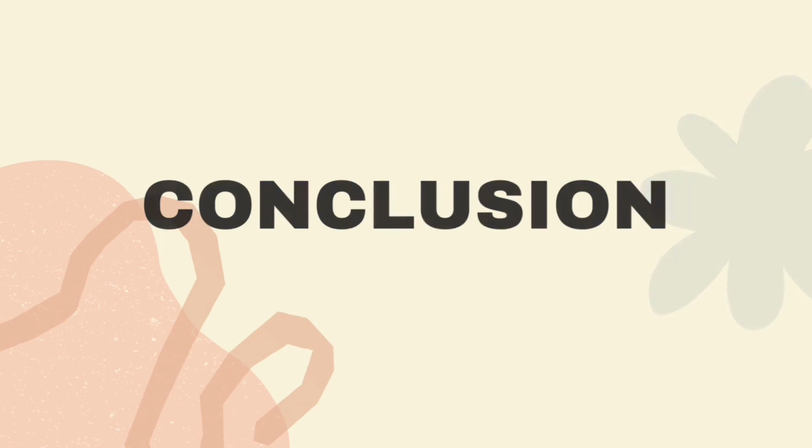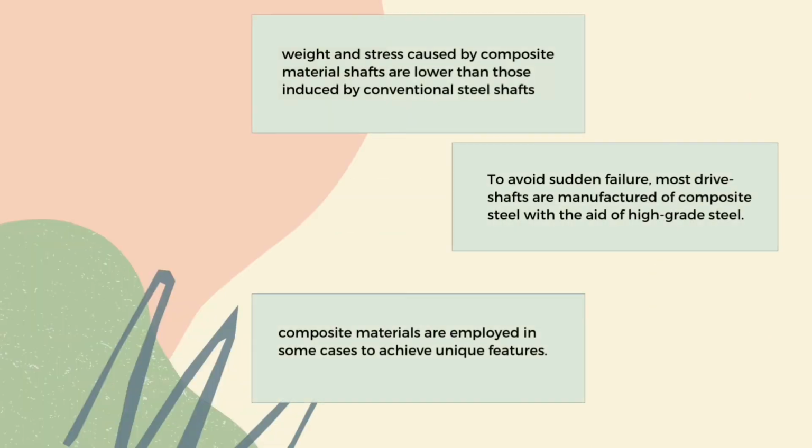The last part is the conclusion. Through this project, we can conclude that the weight and stress caused by composite material shafts are lower than those induced by conventional steel shafts. So, to avoid sudden failure, most drive shafts are manufactured of composite steel with the aid of high-grade steel. In addition, composite materials are employed in some cases to achieve unique features.